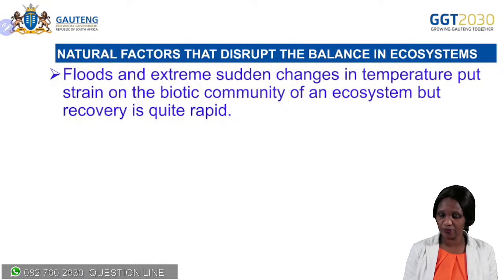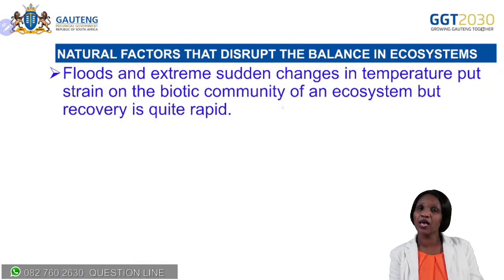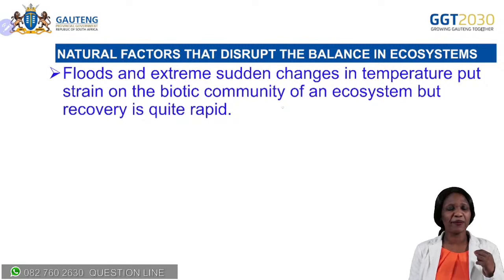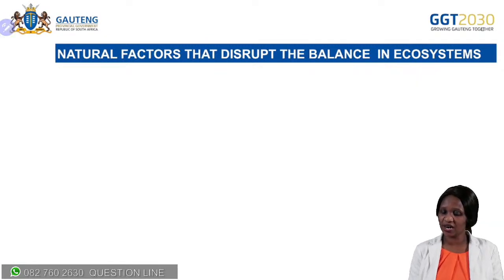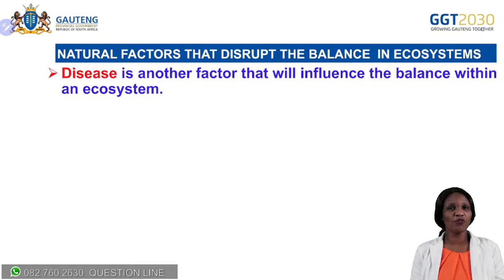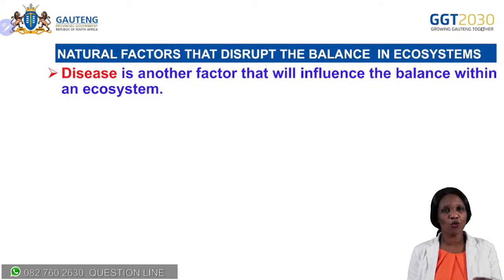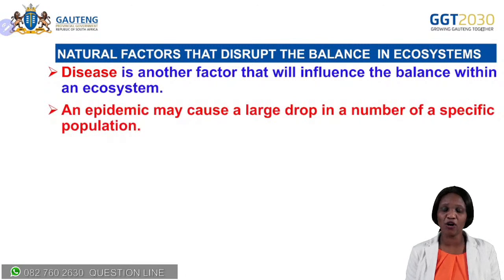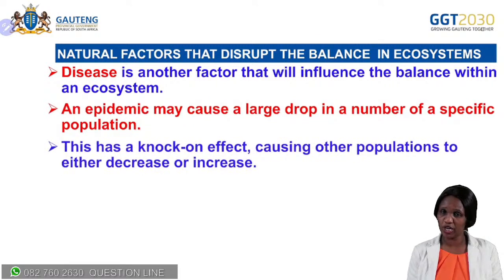Floods and extreme sudden changes in temperature can put a strain on the biotic community of an ecosystem, but recovery is quite rapid. And then we've got diseases on the other hand. Diseases will influence the balance in an ecosystem. For example, an epidemic may cause a large drop in the number of a specific population.